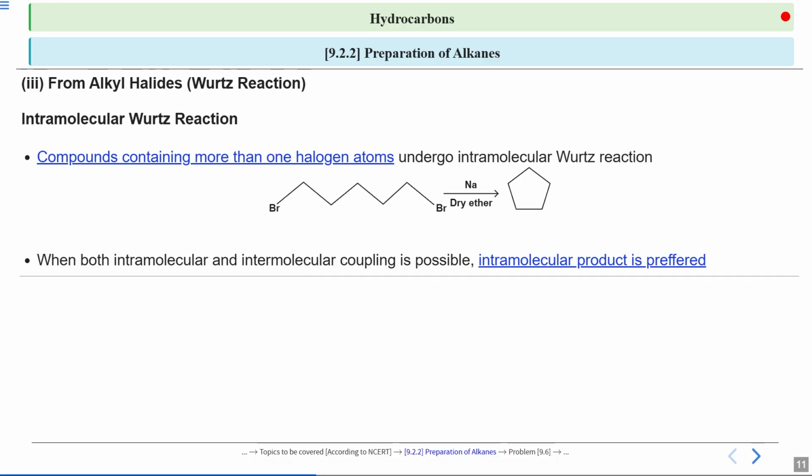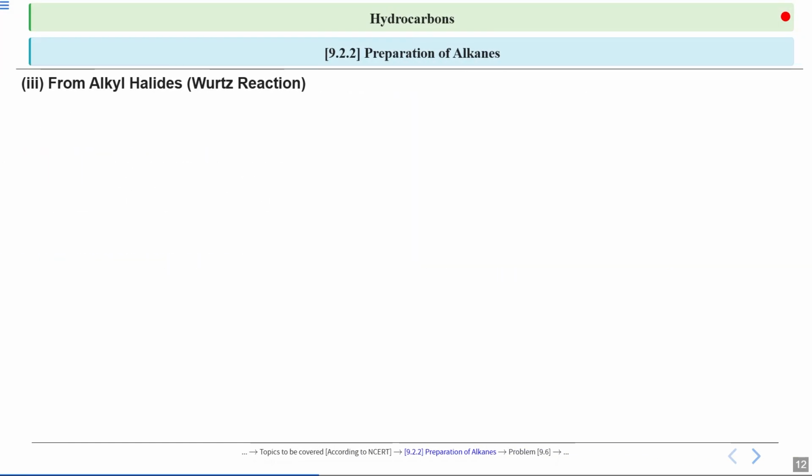Next, when both intramolecular and intermolecular coupling is possible, the intramolecular product is much more preferred. This preference is due to the stability and lower energy requirement for forming a cyclic structure. Basically, it is like choosing the path of least resistance, resulting in a more stable and energetically favorable product. Now, we will learn about some more Wurtz reactions.